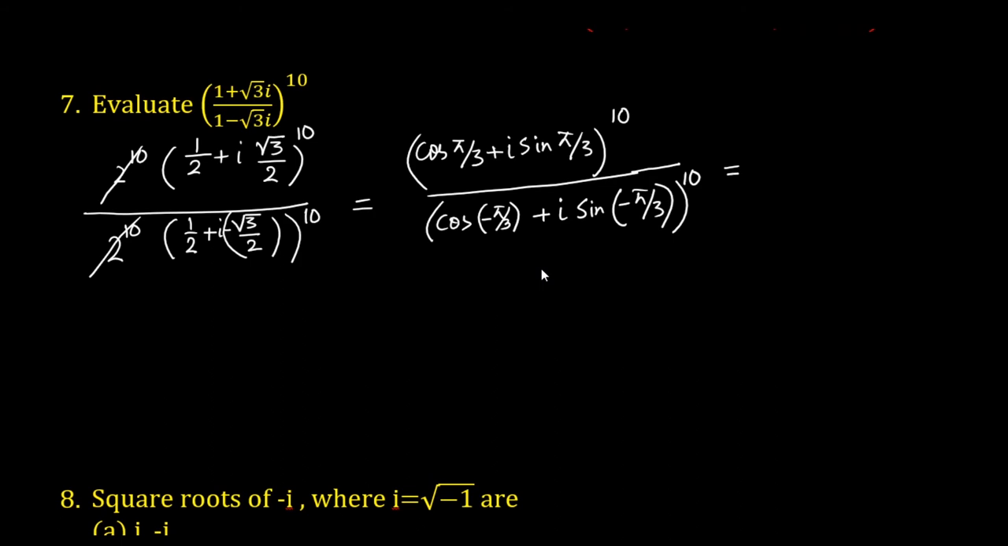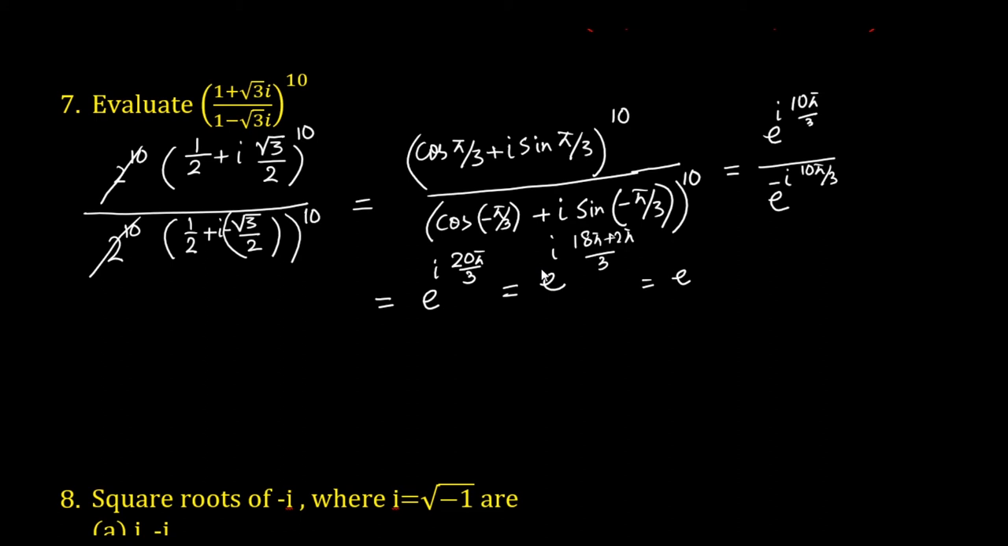So this can be further written as e to the power i pi by 3, so e to the power i into 10 pi by 3, divided by e to the power minus i pi by 3 whole to the power 10, that is e to the power minus i into 10 pi by 3. So this can be written as e to the power i into 20 pi divided by 3. Now this can be simplified as e to the power i into (18 pi plus 2 pi) divided by 3. So this is e to the power i into 6 pi, because 18 pi by 3 is 6, into e to the power i into 2 pi by 3.